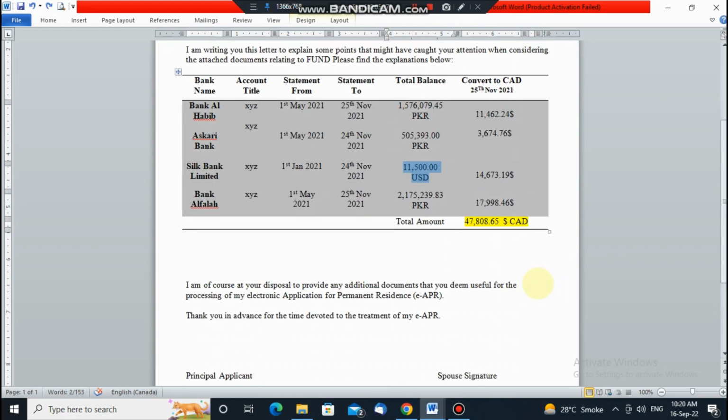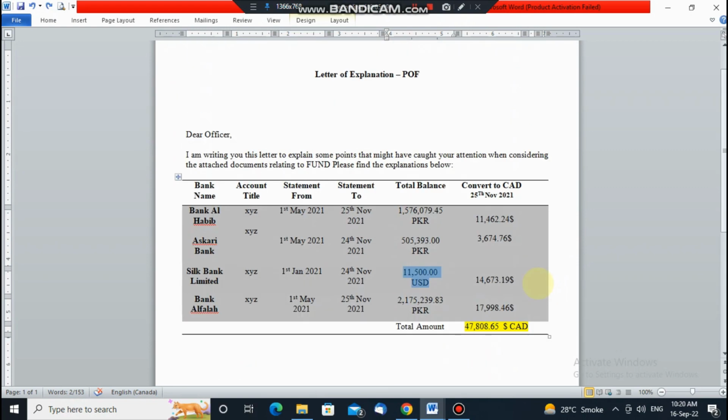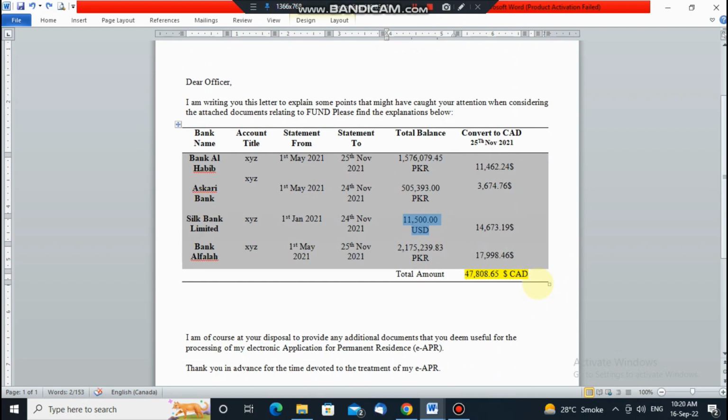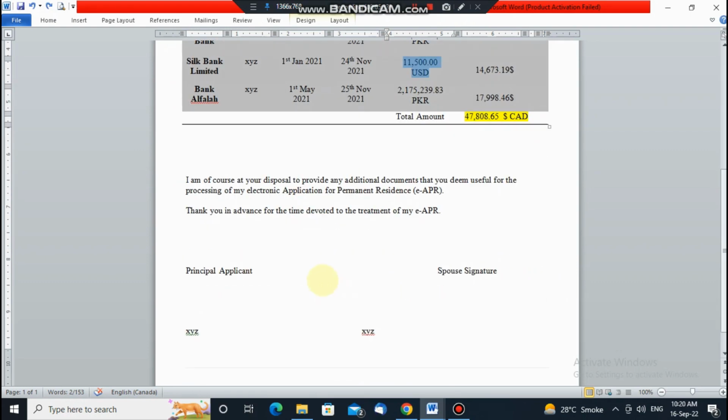And this also I print out on one white page, just write here, sign it, and then scan and upload.